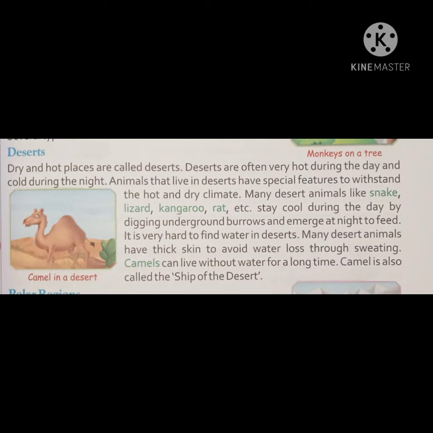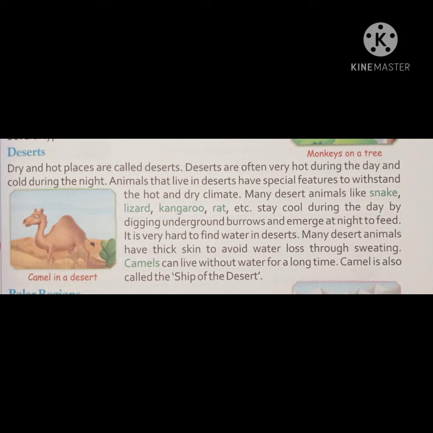Next, desert. Dry and hot places are called desert. All of you know about the desert. Deserts are often very hot during the day and cold during the night. Animals that live in desert have special features to withstand the hot and dry climate. Many desert animals like snake, lizard, kangaroo rat, etc. stay cool during the day by digging underground burrows and emerge at night to feed.